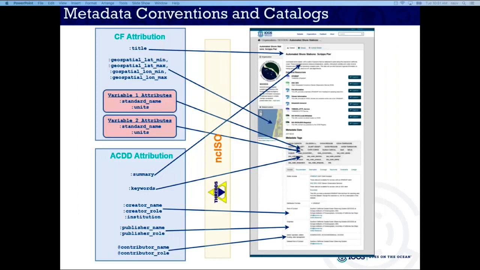So when you put all of that together, you start with data sets, with your NetCDF files that have been nicely structured and enhanced with CF-compliant metadata and structures, as well as ACDD, and all of that together with the structure of the data flows into, in this case from THREDDS via NCISO, the metadata records that you see on the IOOS catalog, as well as the metadata that you can query via an API.